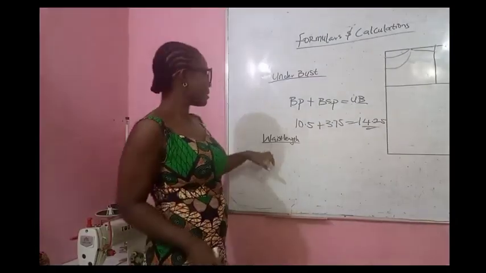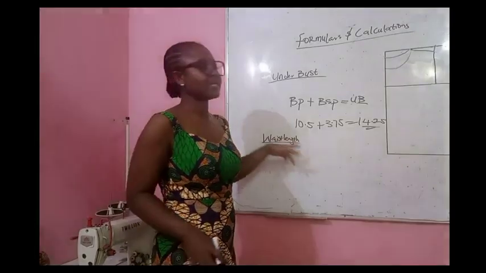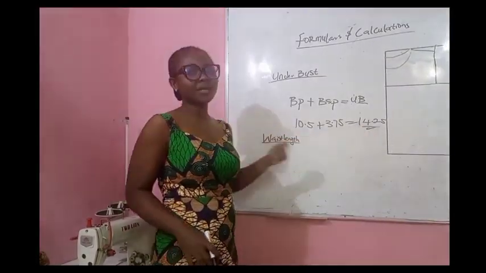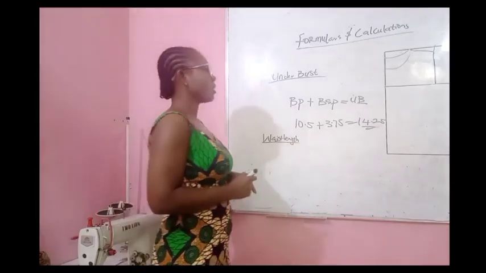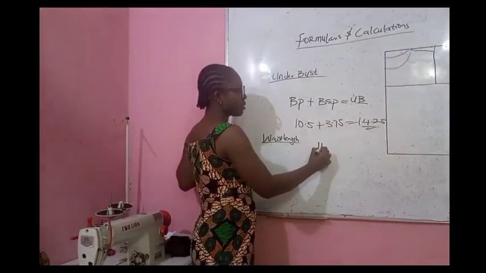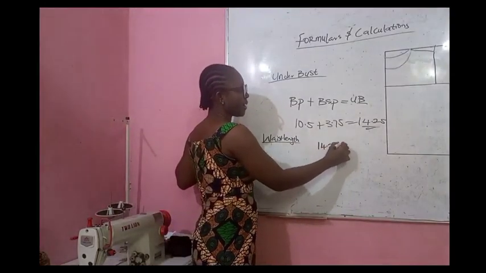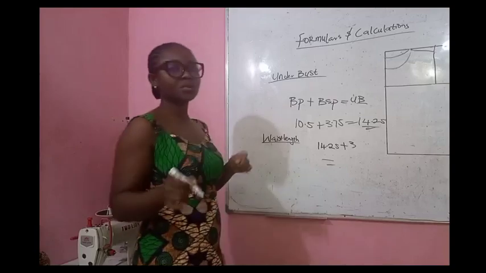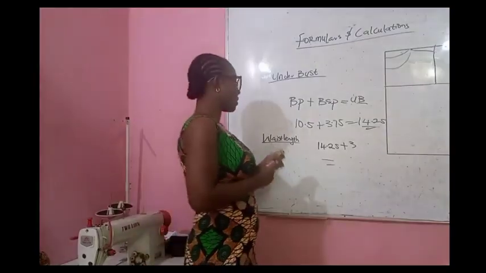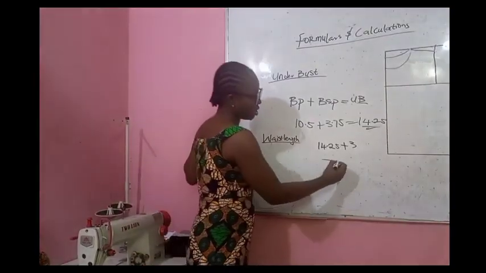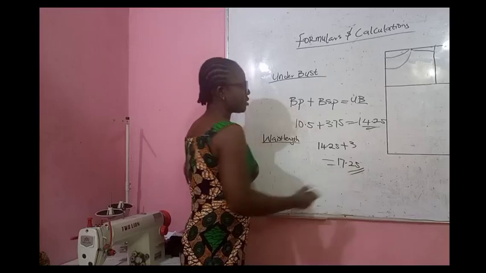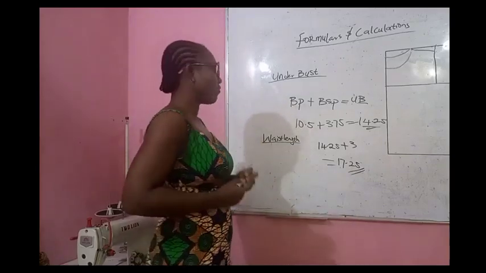Next on our list is our waist length. To get our waist length, all we have to do is add 3 inches to our underbust length. So the underbust length here is 14.2. We're adding 3 inches to it, and whatever it gives us is going to serve as our waist length. So it's going to give us 17.25. So this is going to serve as our waist length.